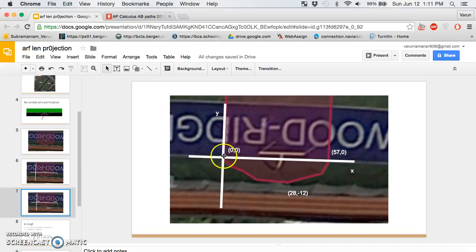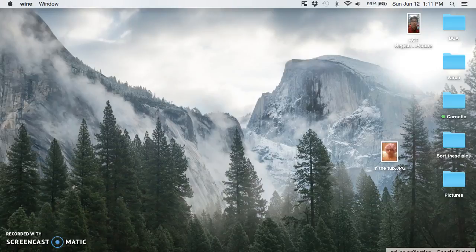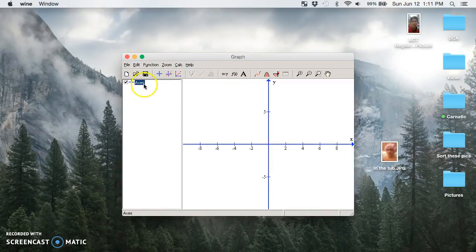So as you can see here, I have all the points I need. So I have (0, 0), (57, 0), and (28, -12). Again, this is negative because it is below the x-axis. And so now what we're going to do is use a tool called Graph, which is a regression tool. And this is going to help us find our equation for the line.